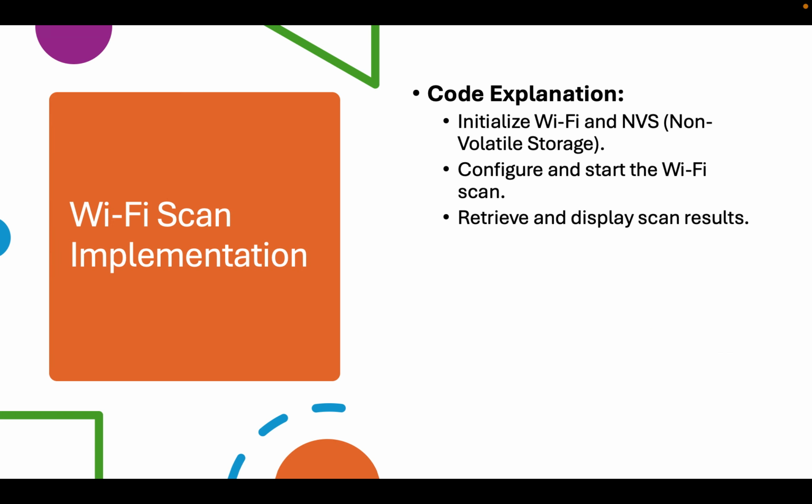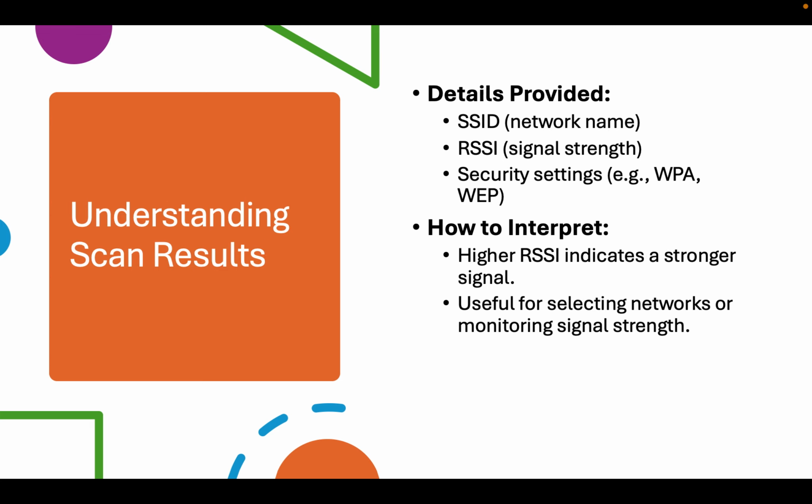So as I have explained the code, the first part will initialize the NVS partition, non-volatile storage, and then configure and start the Wi-Fi scan and retrieve and display the scan results. So we provide SSID, RSSI, and security settings like WPA, WEP.